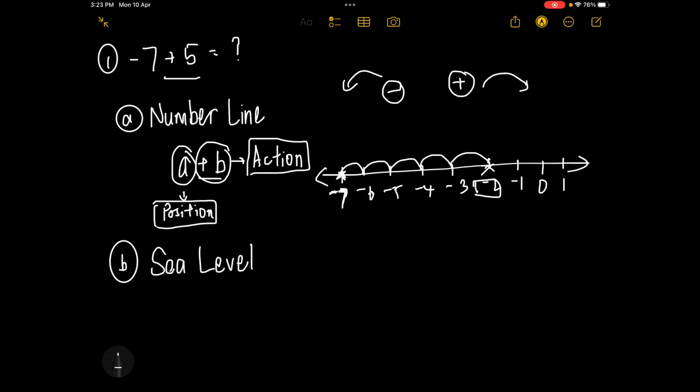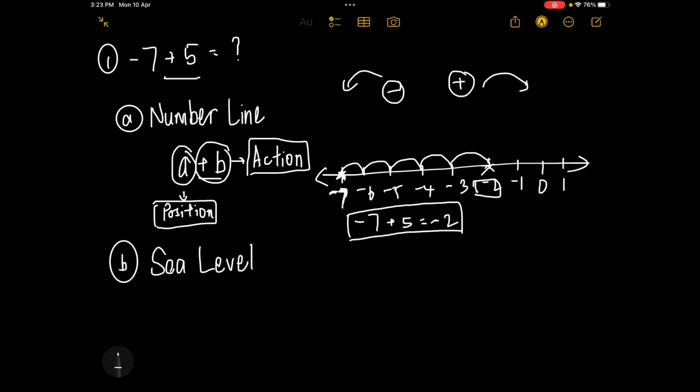So it is safe to say that -7 plus 5 is equal to -2, and we can put a box around that. So it's correct. -7 plus 5 is equal to -2. As you can see, it is really straightforward and simple. You don't have to think too much.